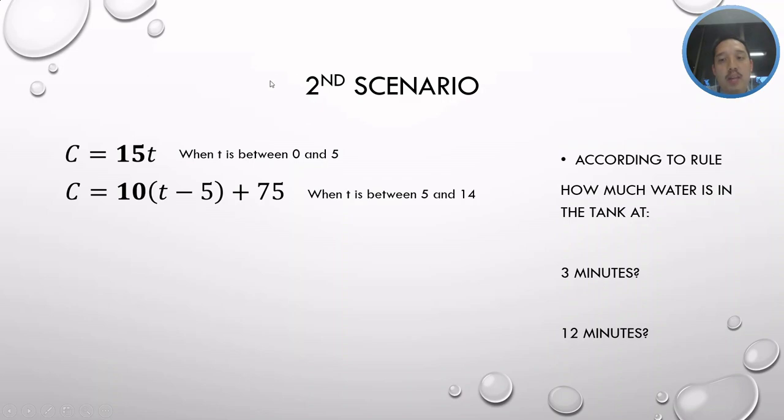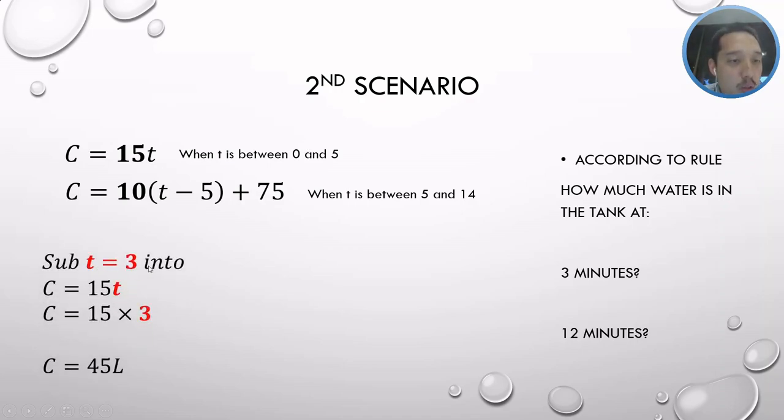Once again, now with substituting values in, be careful here is that you need to choose the right rule for the right time. So if I want to know how much water is in the tank at 3 minutes, we're looking for the rule that makes the most sense. Do I put it in this rule when t is between 0 and 5, or do I put this in this rule when t is between 5 and 14? Of course, 3 minutes, 3 is obviously in between here, so I'm just going to plug it into this value right here. So substitute t is equal to 3 into 15t, and I get 45 liters.